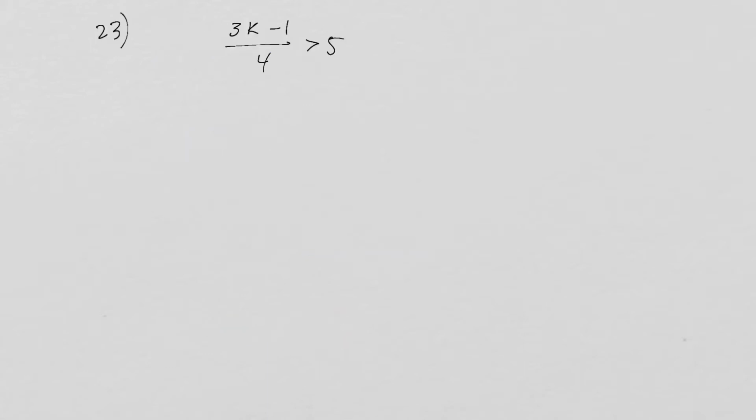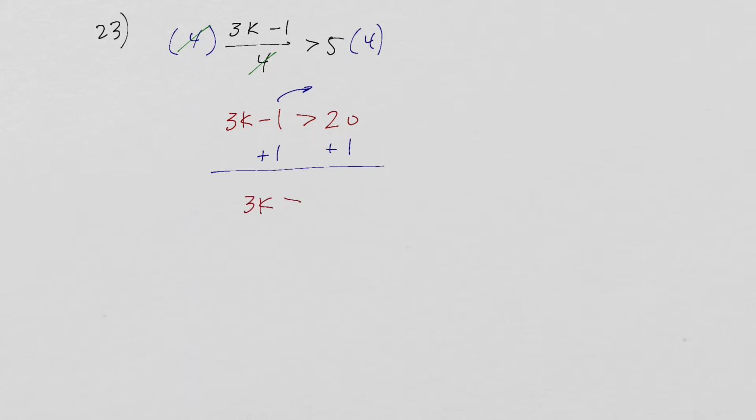And that's it. Okay, for number 23, we're going to get rid of our fraction by multiplying each side by the denominator. So we're going to multiply by 4, and we'll have to do that to both sides. And then that's going to cancel, and so we're going to end up with 3k minus 1 is greater than 5 times 4 is 20. So now we're going to move the 1 over to the right by adding it to each side, and we're going to get 3k is greater than 21. And finally, we'll divide by 3 on each side, and we're going to get k is greater than 7.